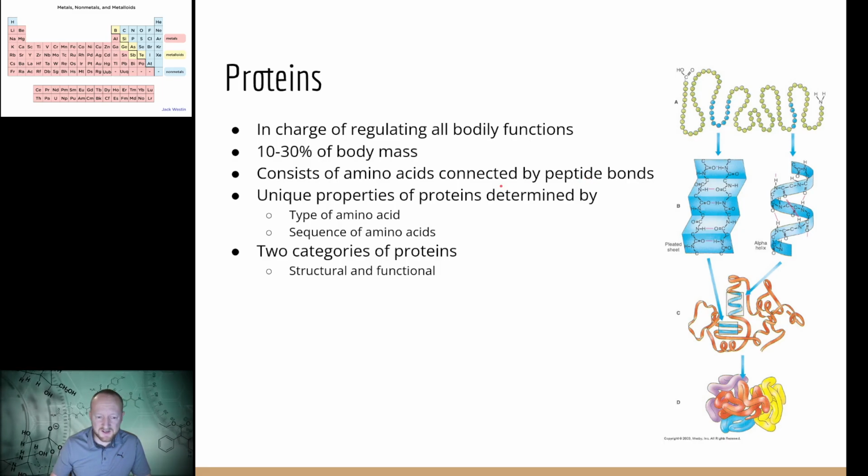I don't want to get too much into the chemistry of this. Unique properties of proteins are determined by the type of amino acids and the sequence of amino acids. So when our ribosomes crank out these amino acid sequences that turn into proteins, the type of amino acid that we have, as well as the sequence, is going to change what that protein folds into.